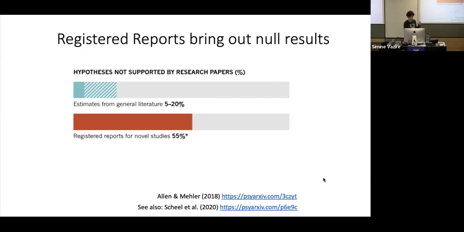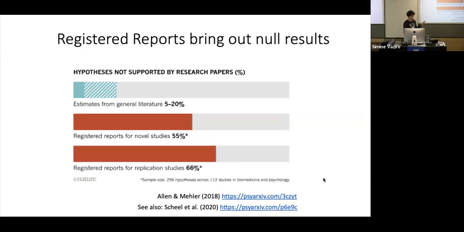They also looked at just the registered reports that were replication studies, and 66% of the time they don't work, which is pretty similar to the results of other replication projects that tried to estimate the replicability of studies. So this is biomedicine and psychology, 296 hypotheses across 113 studies. So this was a few years ago now. There would be several hundred more registered reports now, so it'd be interesting to update those and see. Now you could think, well, okay, maybe the authors who choose to do registered reports are studying riskier hypotheses.